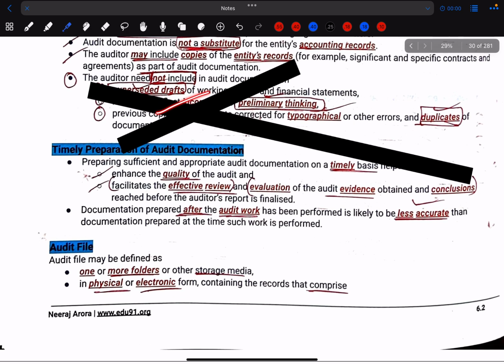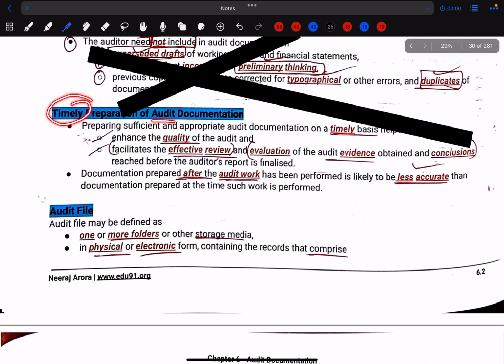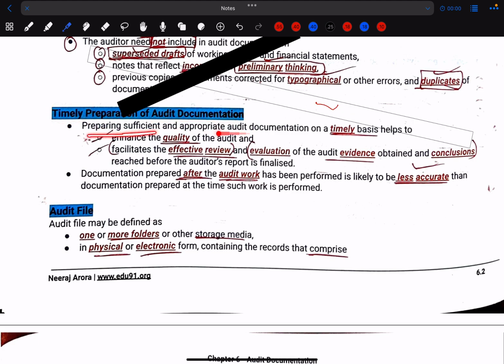Then this one they have asked, so they are not going to ask again. Timely preparation of audit documentation: preparing sufficient and appropriate audit documentation on a timely basis helps in 2 things. First one, it enhances the quality of the audit and facilitates effective review and evaluation of audit evidence obtained and conclusions. 2 things it helps.